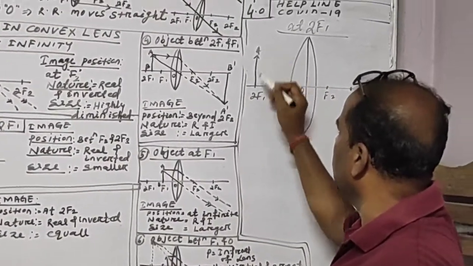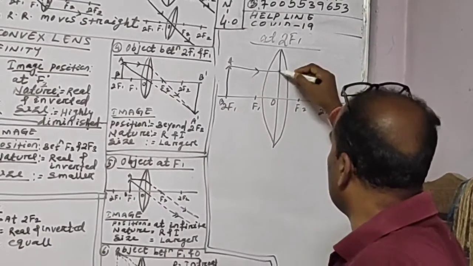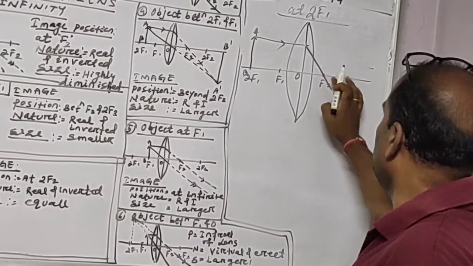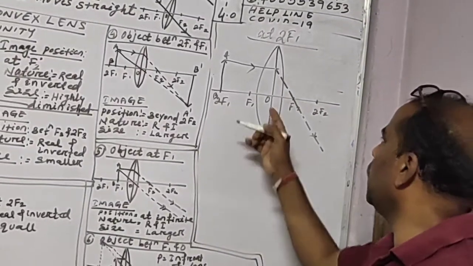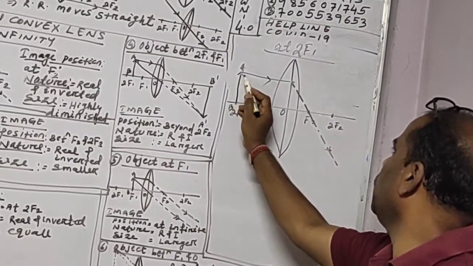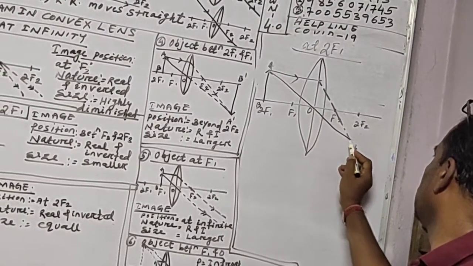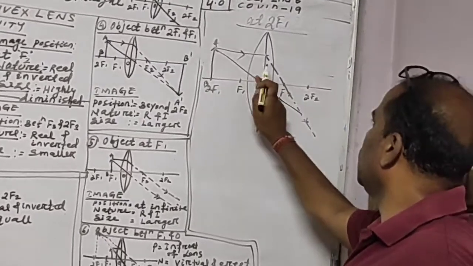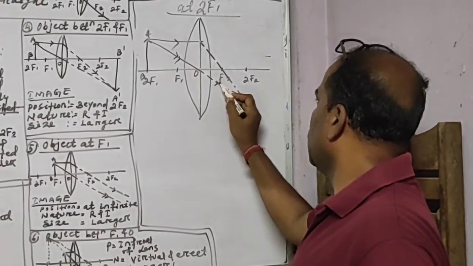Now AB name will be given. Then the first ray will be parallel and it will pass through the f2 as per rule 1. This is the refracted ray, so it will pass through the f2. Another we have to take through the optical center. So when we come to the optical center, then this will come straight away. So the second ray, this is the secondary refracted ray.